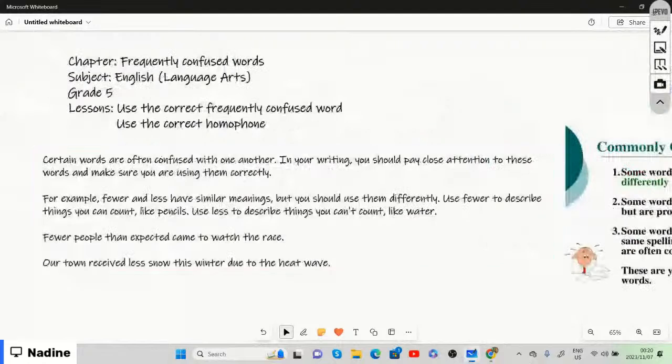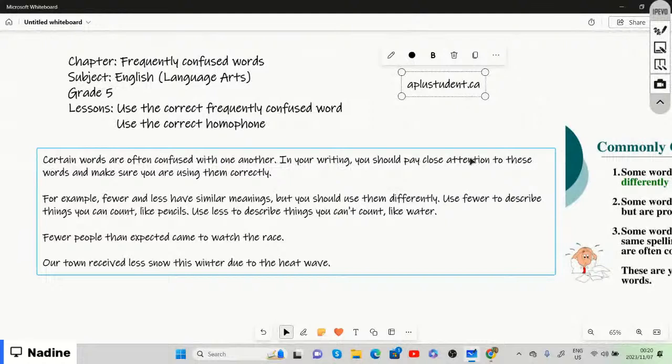All right. So basically, the lesson that we are doing is on aplusstudents.ca. Our tutorial lesson is on aplusstudents.ca. So even today we will be working on aplusstudents.ca. And if you want to go back later on and go over the lesson, you can go back to aplusstudents.ca. The chapter, subject, grade, as well as the lessons are currently on the board.